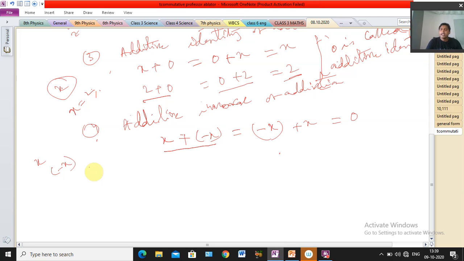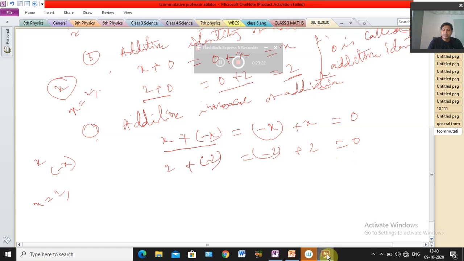Okay, this is the additive inverse property, and your concept will be clear if we take one example. Suppose x equal to 2. Just put the value of x instead of x. So 2 plus minus 2 equals minus 2 plus 2 equals 0. Up to this one clear? Okay, so now see, 2 plus minus 2. Remove the bracket.